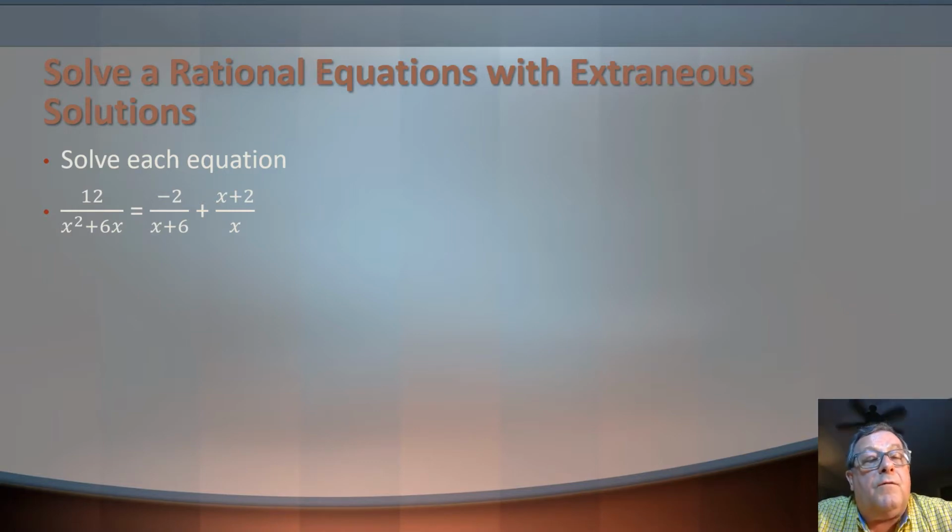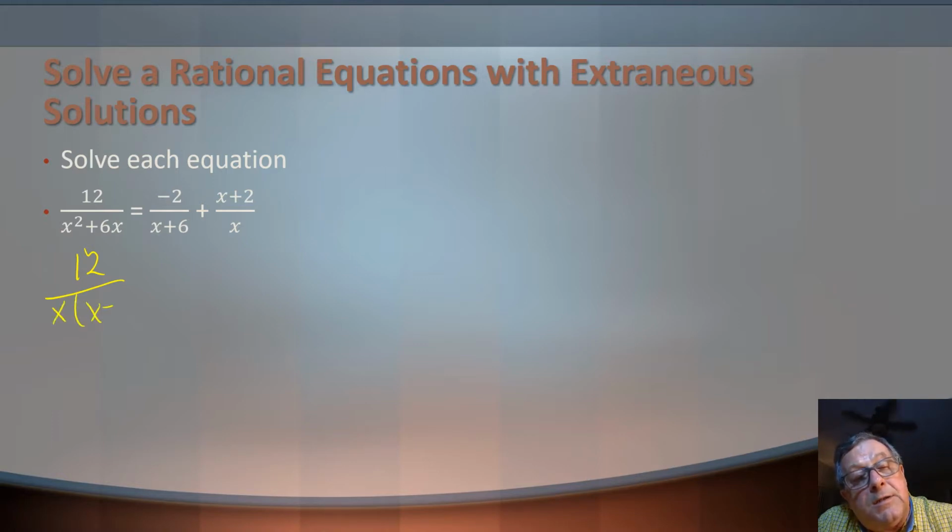Okay, so I got 12 over x squared plus 6x equals -2 over x plus 6 plus x plus 2 over x. Well, what's one of the first things if I'm looking to factor something, what's one of the first things I want to do? I want to see if I can factor out a common factor. And I think I can over here on the left. That would be 12 over x times x plus 6, right?